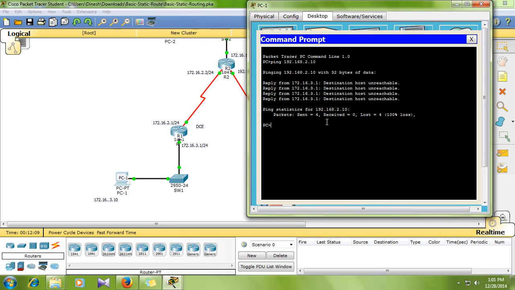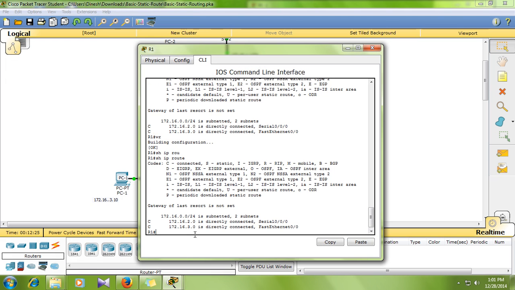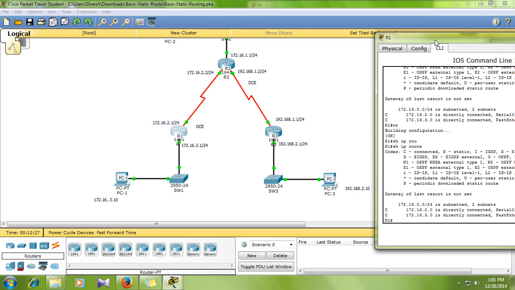Whenever the packet enters router R1, it will check the routing database, that is the routing information base, the routing table. If the route is available, it will forward the packet; otherwise, it will drop the packet. But we are going to ping 192.168.2.10, the destination address. Is it available in the routing table? No. So it informs PC1 that routing information for 192.168.2.10 is not available. So the return packet we get at PC1 is destination host unreachable.